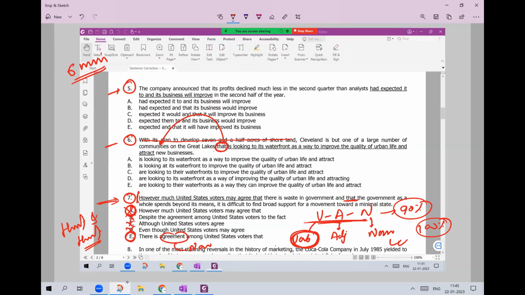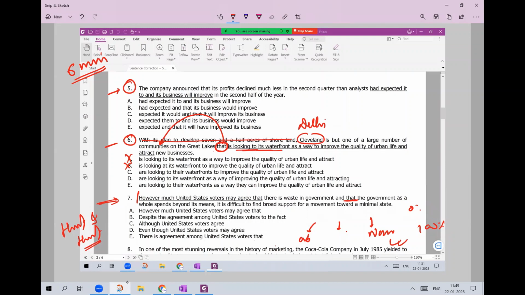Because it is communities who can look into the waterfront. Please understand, it is not Cleveland. Cleveland, let's take Delhi, let's say. Delhi is but one of the large number of communities that is looking. You can't say Delhi is looking into the waterfront. That's crap. Communities in Delhi can 100% look into the waterfront, but Delhi can't look into the waterfront. So communities on a Great Lake that is looking to the waterfront. So that is wrong because communities is a plural form. So A is gone. Now I'm left with C, D, and E.